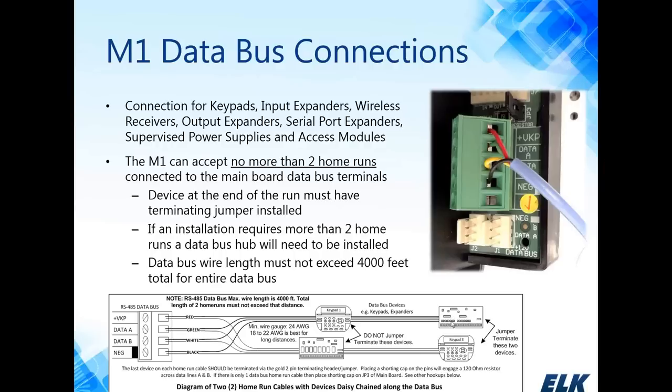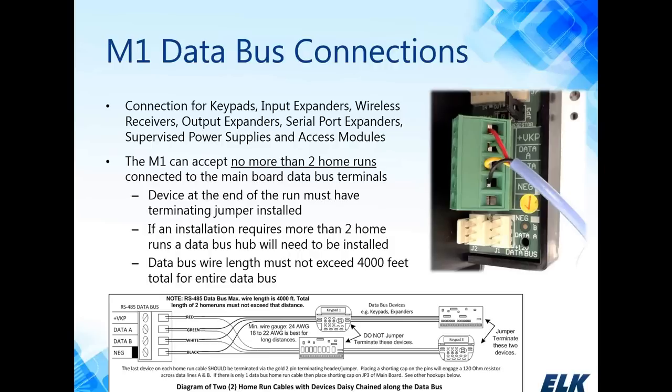The last device on each home run will have a jumper. It's a black jumper we include in the hardware pack to engage a 120 ohm resistor. So that would look like 2 120 ohm resistors in parallel on the data bus, which, if you measured it, should be between about 60 and 70 ohms, depending on the tolerance. And that's a properly terminated RS485 data bus.